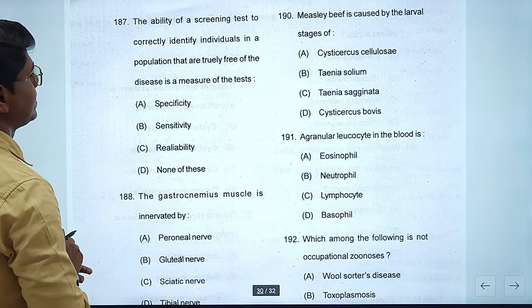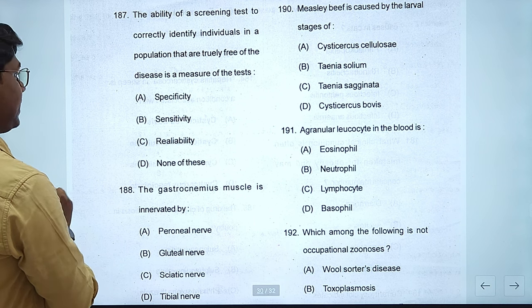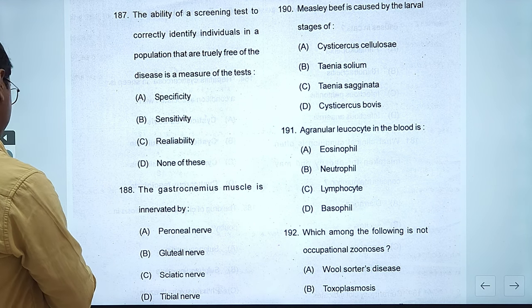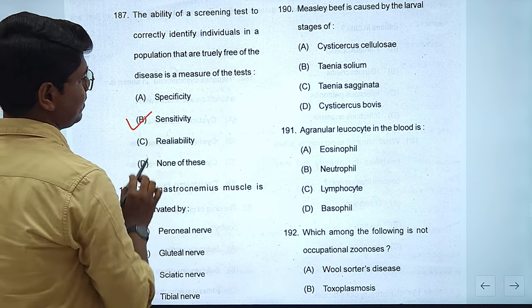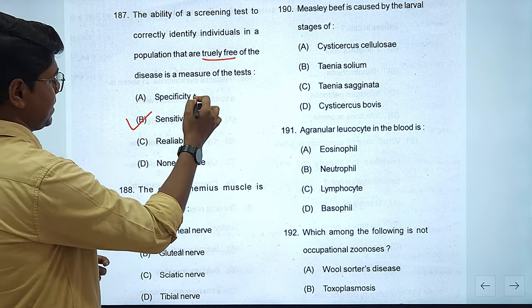187. The ability of a screening test to correctly identify individuals in a population who are truly free of disease, it means the specificity. If it is diagnosing truly diseased cases, it is sensitivity.